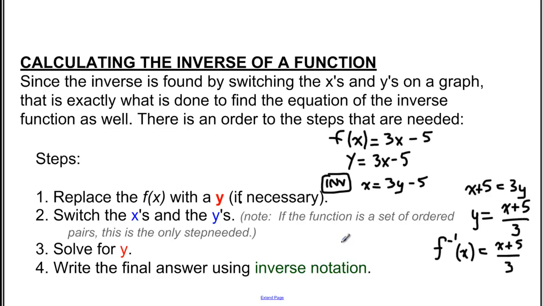Now, looking at these two functions, the first one was linear. Is the second one linear as well? Can you figure that out? Well, in fact, it is linear. It has a slope here of 1/3, and it has a y-intercept of 5 over 3. All right, let's see a couple more examples.